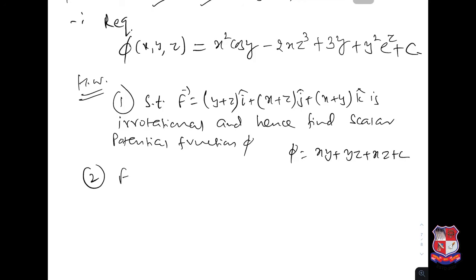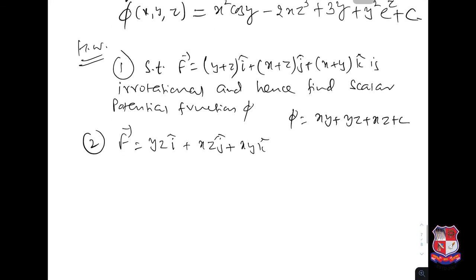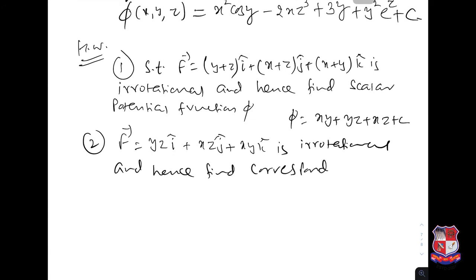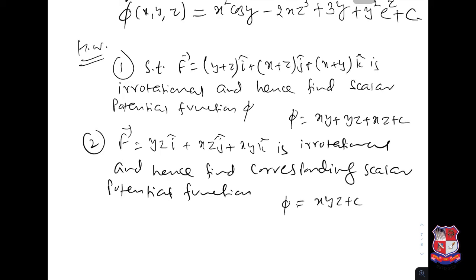One more, so that f is yz i plus xz j plus xy k is irrotational and hence find corresponding scalar potential function. So here the answer is phi is xyz plus c.